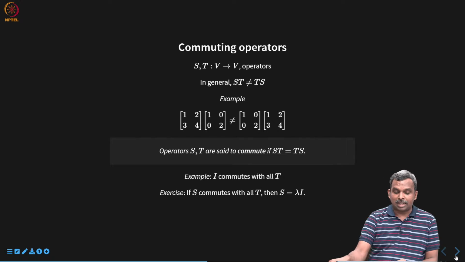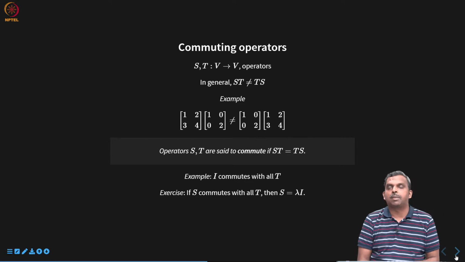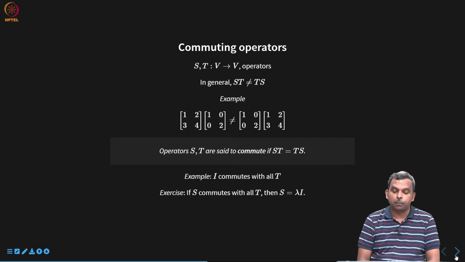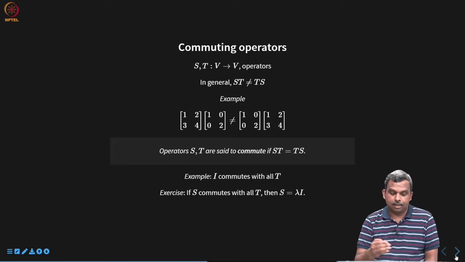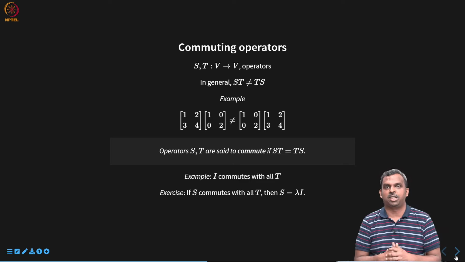Okay, so in fact, there is a very interesting sort of converse to this: I commutes with all T. If somebody comes up and says, hey, I have an operator S, but this commutes with all other operators T, then it turns out that S has to be equal to lambda times I. So this exercise is a useful result. You can keep that in mind as well. So there's no other operator which commutes with everything else.